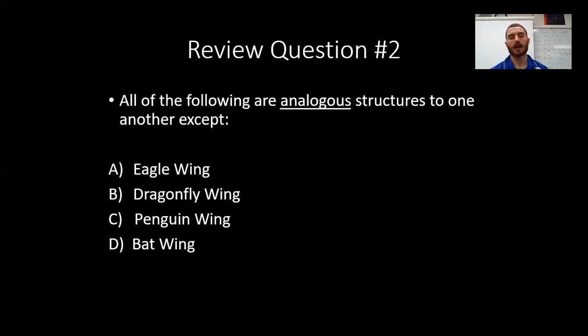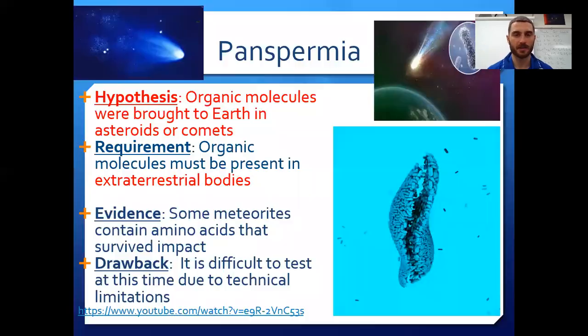Okay, and in this case, let's break it down. Eagle wing, flies. Dragonfly wing, flies. Penguin wing, swims. Bat wing, flies. So the structure that stands out, the structure that does not belong, is the penguin wing because it swims. That is the structure that is not analogous in this grouping, right? So homologous, relation; analogous, I've got to look at function, okay?